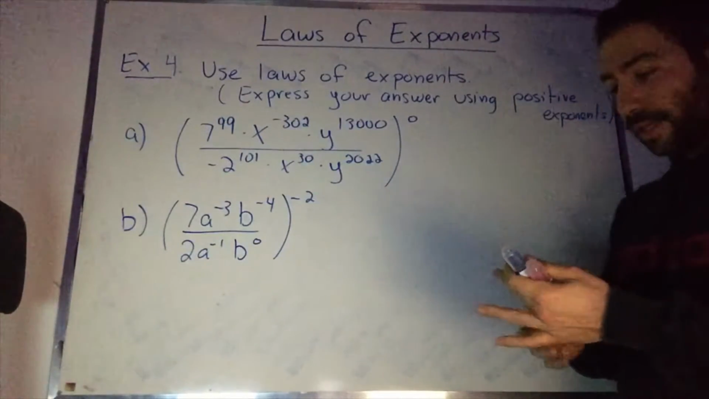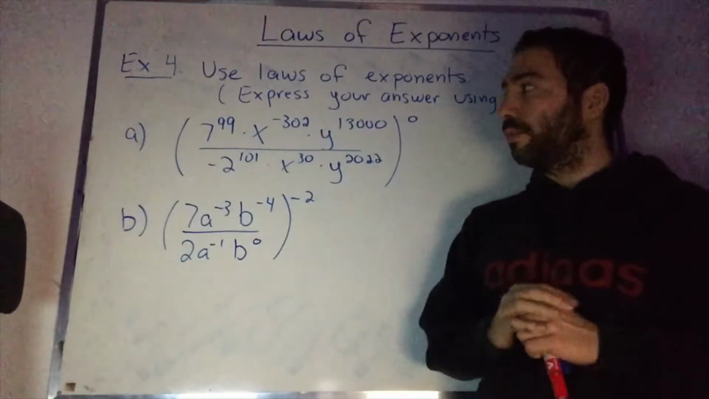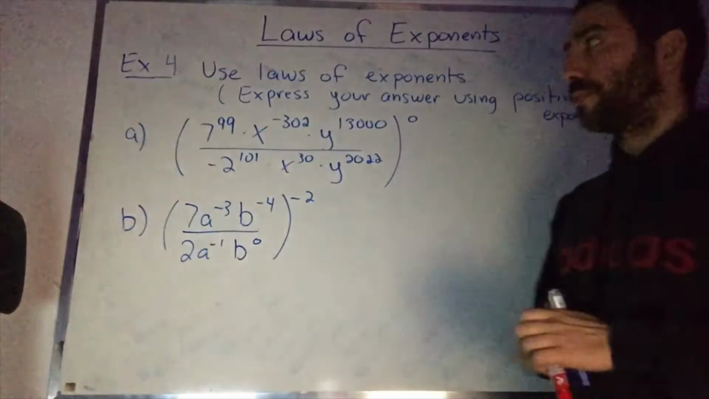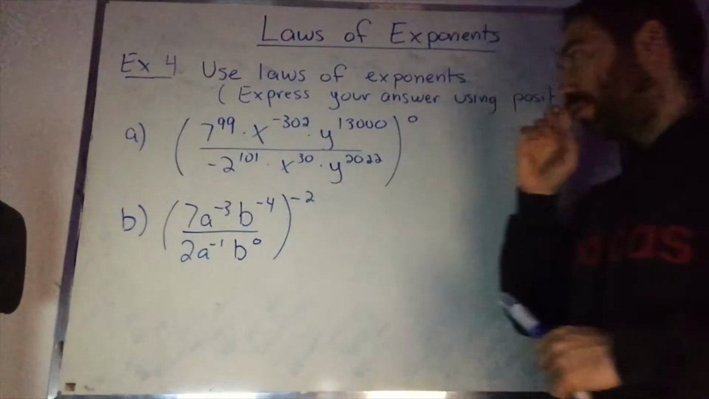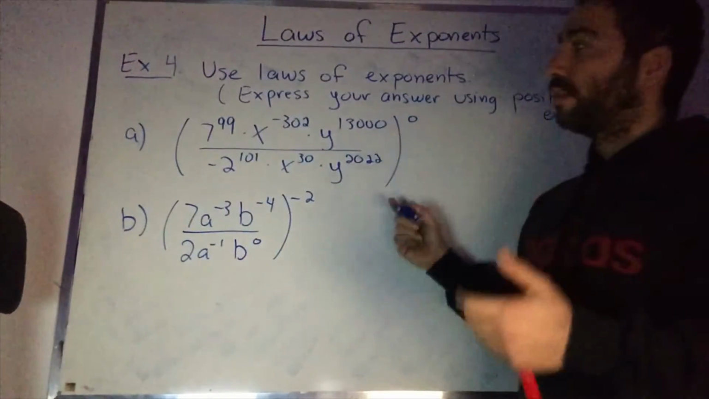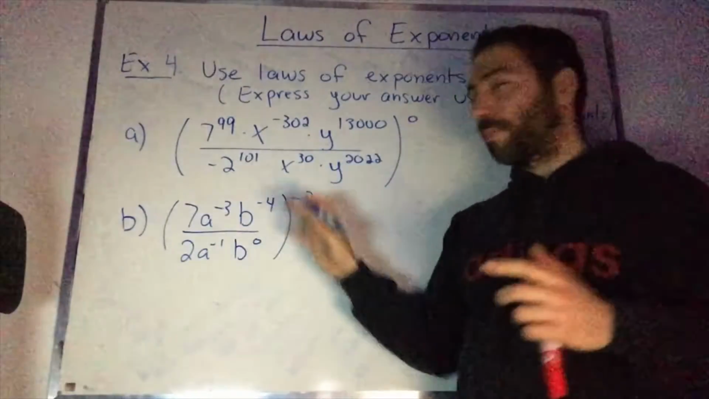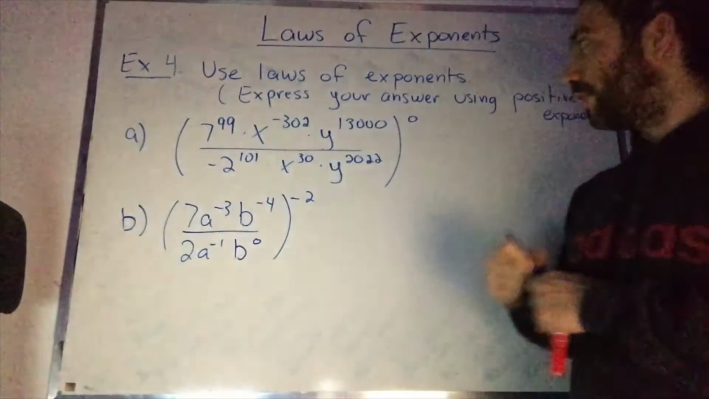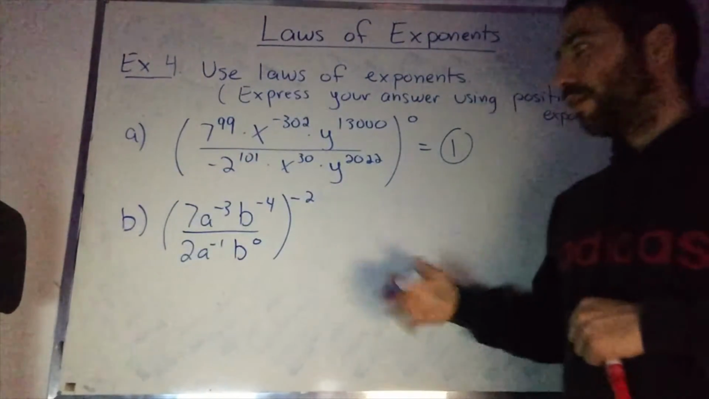This looks very intimidating. But again, try the problem on your own. See if you get the same answer as me. Looking at A, there's a lot going on here. We have really big numbers, but the thing that I noticed is it's all in brackets to the exponent 0. So I'm not even going to look at the inside. I know the answer here is just 1. We're done. Let's look at B.